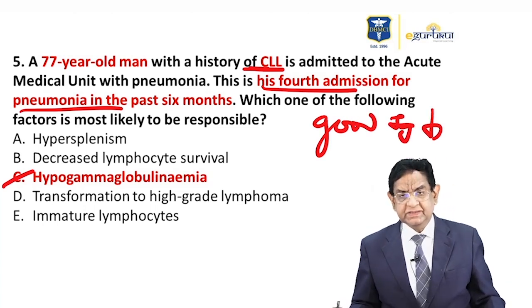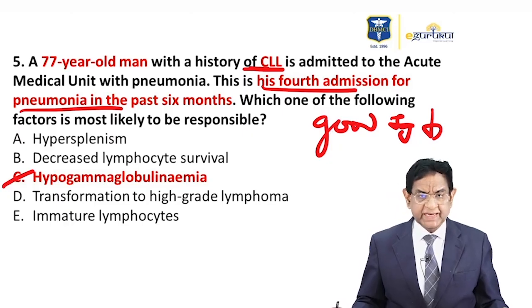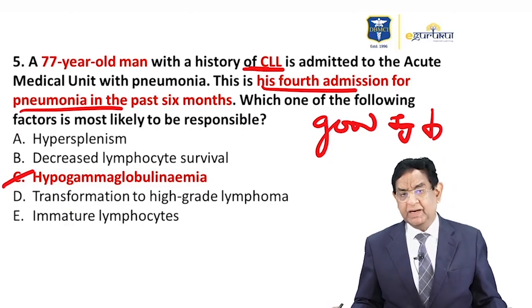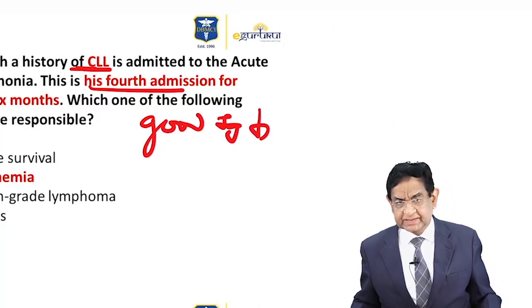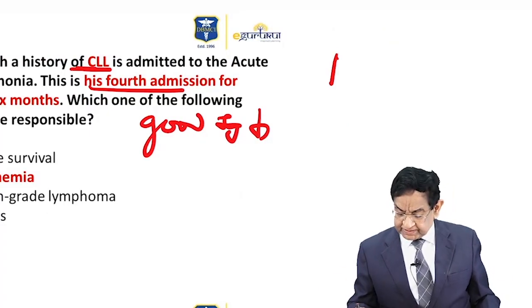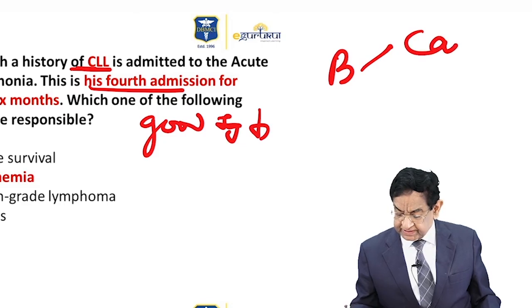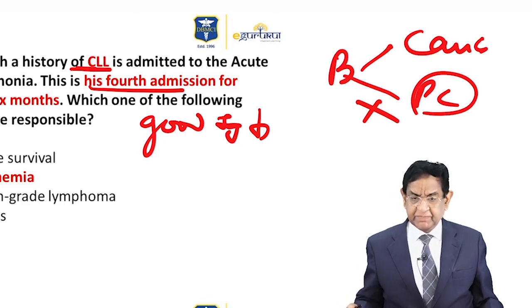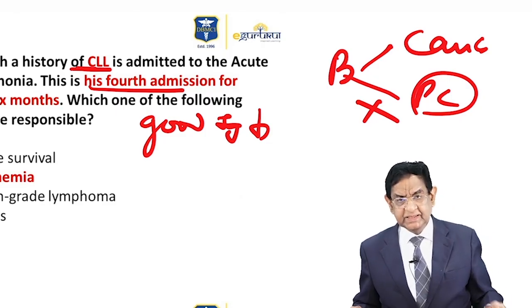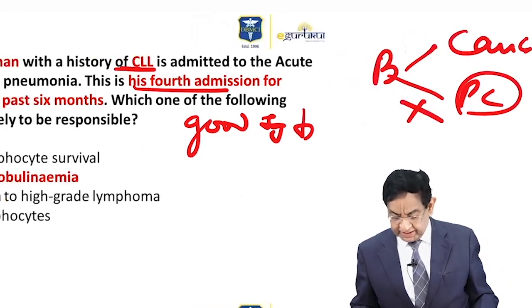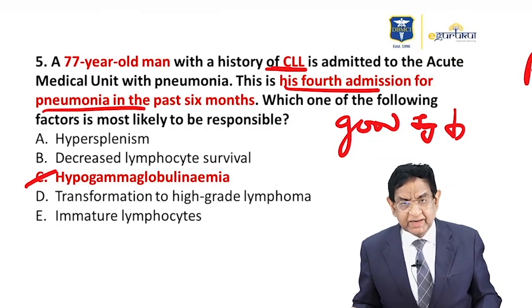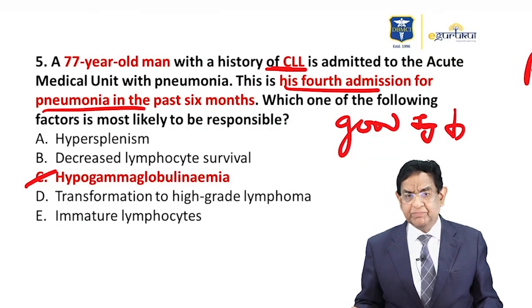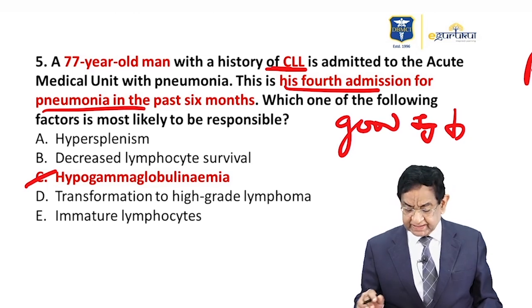Why? The cells are all going into cancer. They are not going to make the normal cells. So every cell is getting converted into a cancer cell, and that's why the B cells, which are making cancer cells, are not making the plasma cells. The plasma cells are made less, and that leads to a reduced immunoglobulin level, which will make the patient prone to infection, particularly pneumonia like in this case.